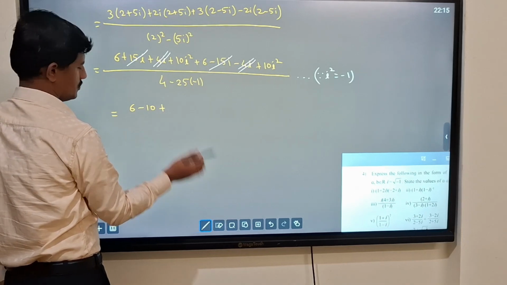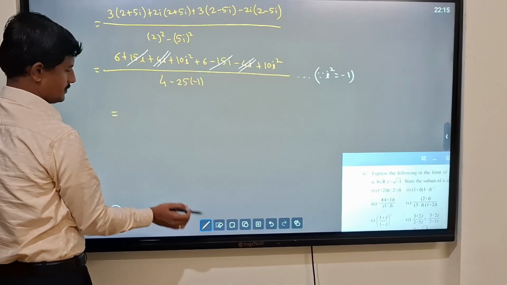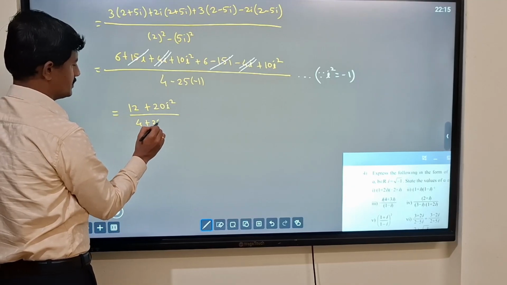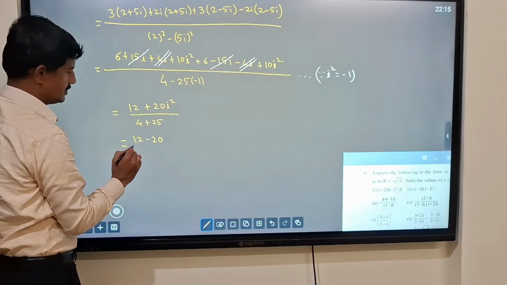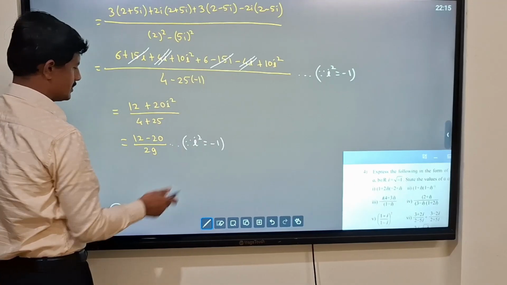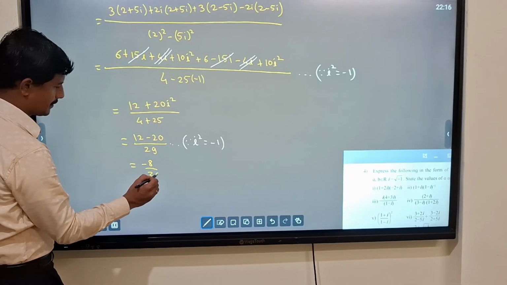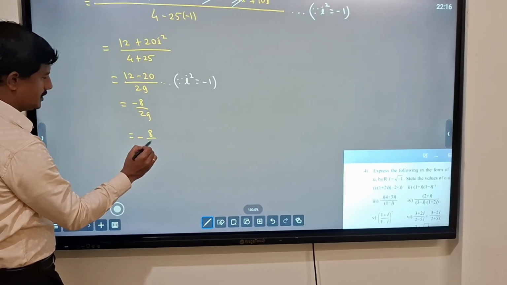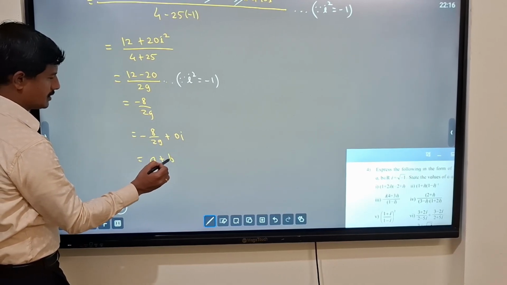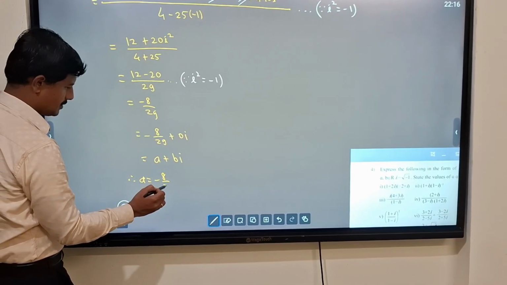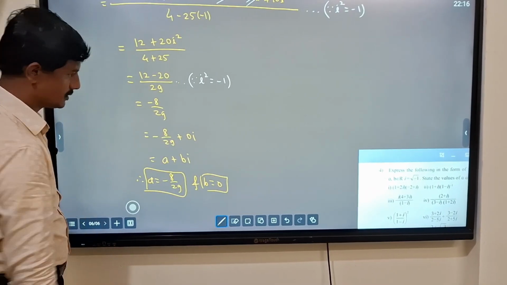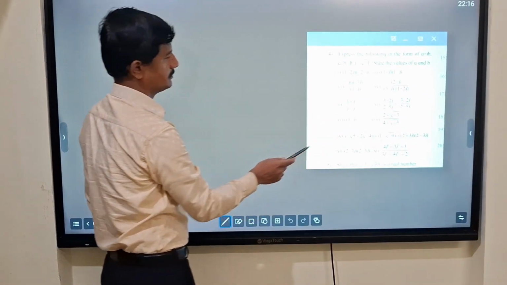So I will write down like this: 6 plus 6, 12 plus 20 i square upon 4 plus 25. So this is 12 minus 20 upon 29, because i square is simply minus 1. So this becomes minus 8 by 29. So we can write down minus 8 by 29 plus 0i. Therefore a plus bi, therefore a is minus 8 by 29 and b is equal to 0. This is sixth one.